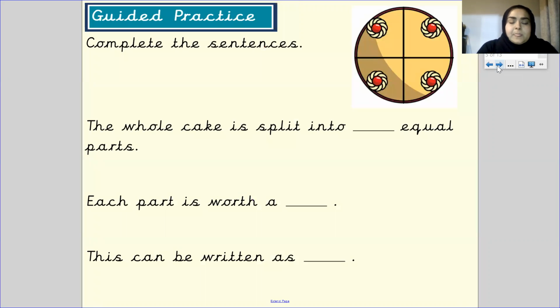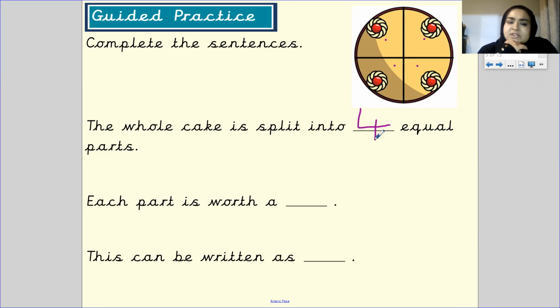Now, guided practice number 1. It says complete the sentences. So have a look at this cake. Now the whole cake is split into how many equal parts? Let's count together. 1, 2, 3, 4. So the cake is split into 4 equal parts.